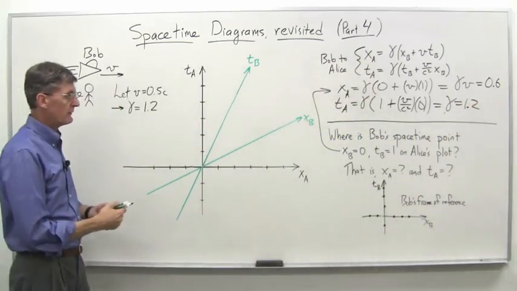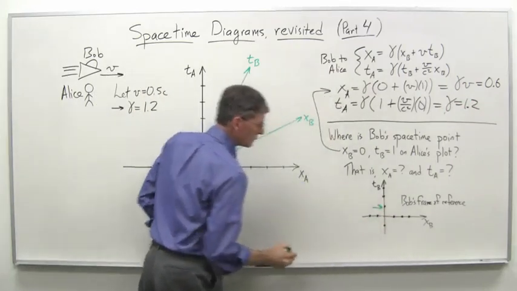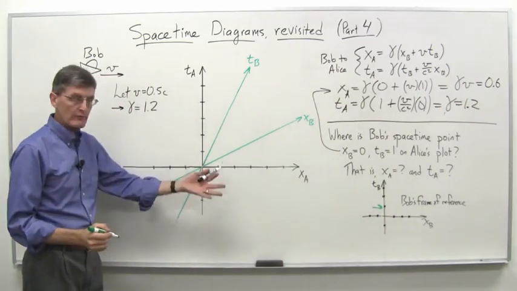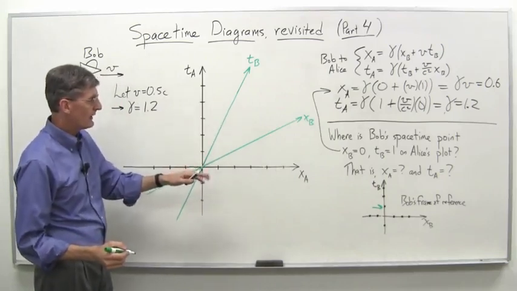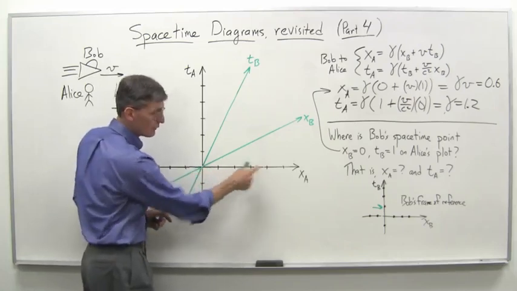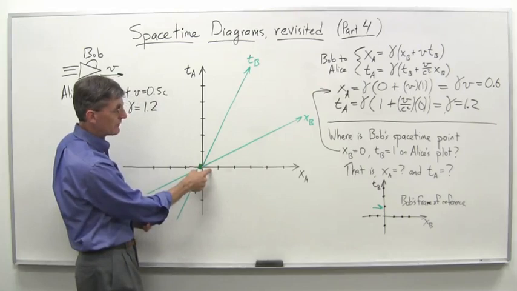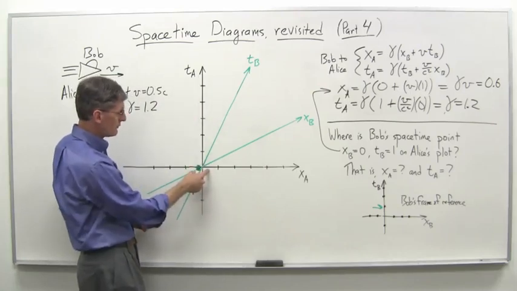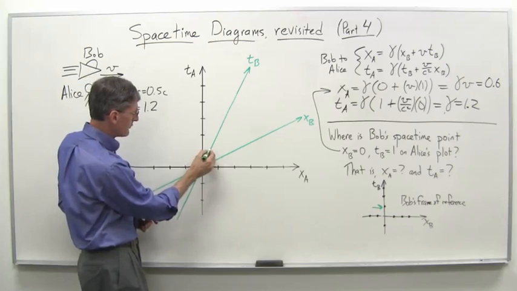So we found out that this point right here, from Bob's frame of reference, when I put it on Alice's plot, is going to appear at x sub a equals 0.6. So this is 1, 2, 3, 4, and so on. So 0.6 is about right there. And t sub a is going to have a value of 1.2. So if we move it up here, it's about right here is where it is.